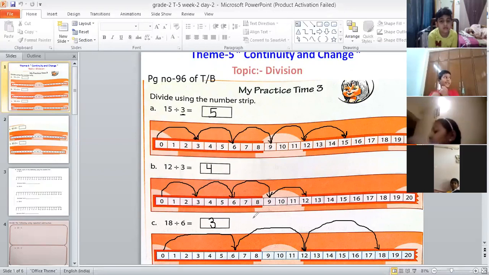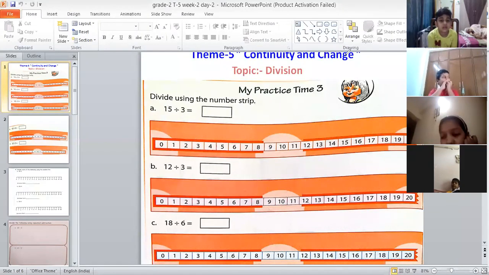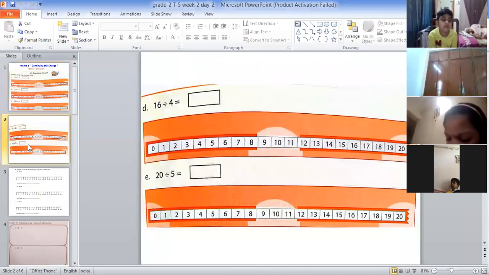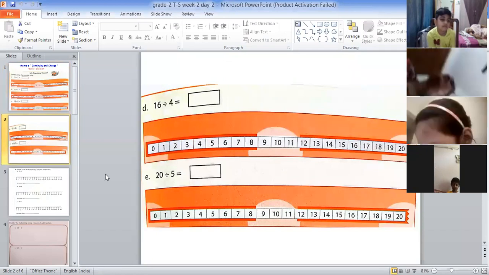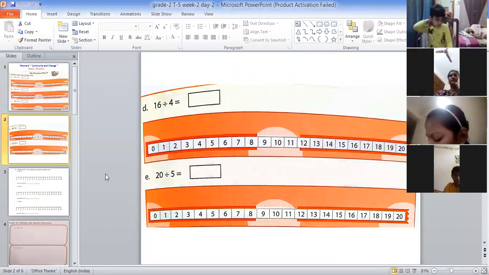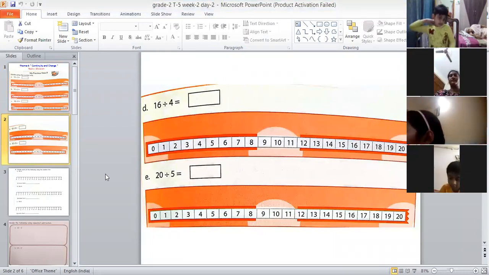Now come to page number 97. Yes, children, come to page number 97. We'll complete the remaining 2 bits. Pathan, come back. P. Shreyan, please read the next question, the 4th one on page number 97.